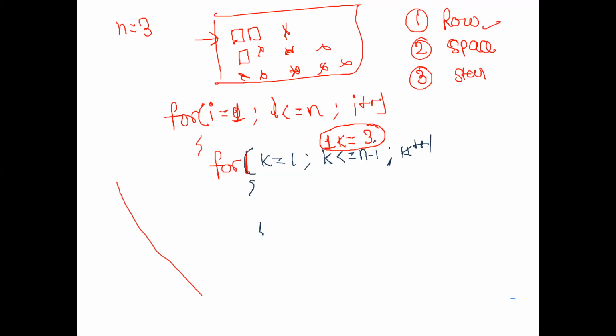So the loop will run how many times? 1 less than or equal to 3 means what? 3 times. Correct? How? 1, the condition will be true. 2, the condition will be true. 3, the condition will be true, 3 less than or equal to 3. So the loop will run 3 times.